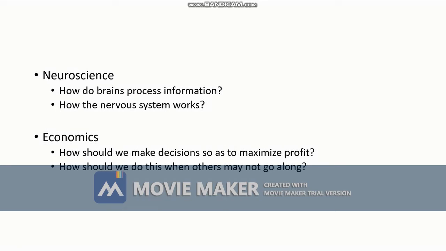Now next subject is economics. The main idea of an AI machine is to deliver output so that maximum profit or maximum performance is achieved. So questions from economics can be, how should we make decisions so as to maximize the profit, and how should we do this when others may not go along? Suppose while trying to achieve a target, you may face many difficulties, right? So when we face difficulties, how should we proceed so that we can maximize profit? What is the strategy that you will be using? All these questions will come under economics.